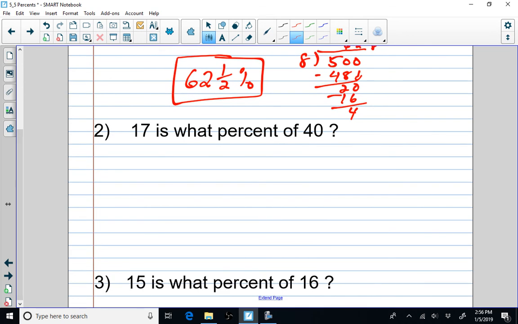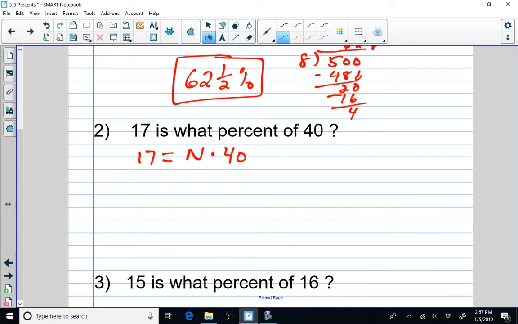Let's try example 2. I want to first write an equation from my percent question. Each word or each part of this percent question translates into some part of the equation. This becomes 17. Is will always be my equal sign. The phrase what percent is my variable. The word of is always multiplication. And then we have the number 40.